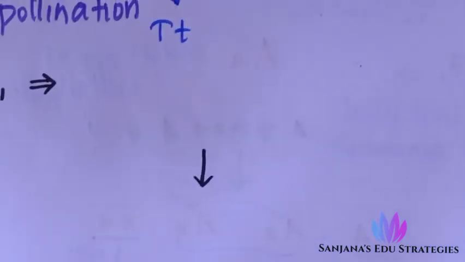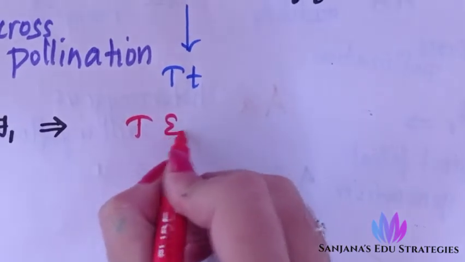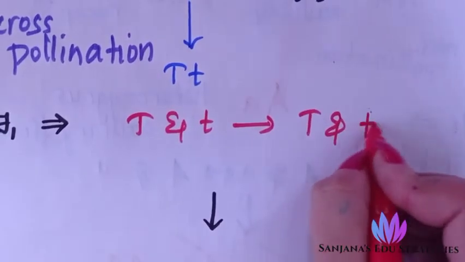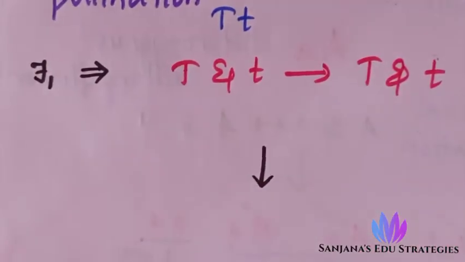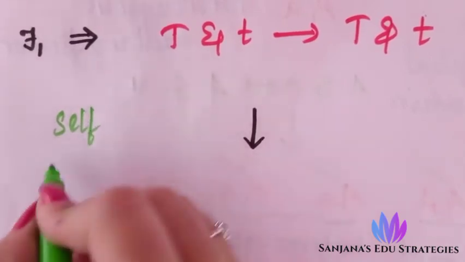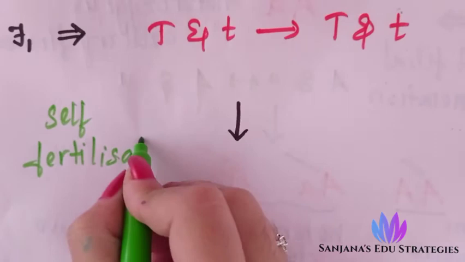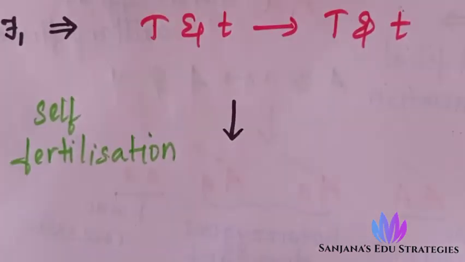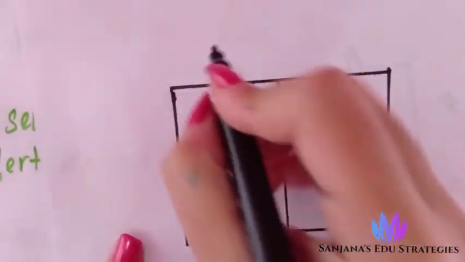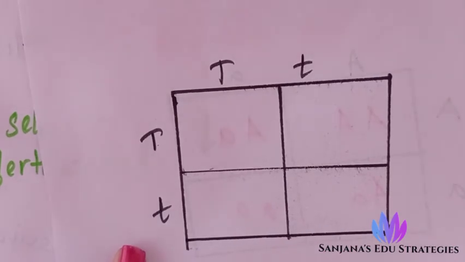Now, formation of the F2 generation you have to write. So how is the F2 generation formed? It is undergoing self pollination. This and this are undergoing self pollination. So here they will undergo self fertilization. First is cross pollination or fertilization, next is self fertilization. Now in the same way, you write the Punnett square and see. So you will be getting the answer.